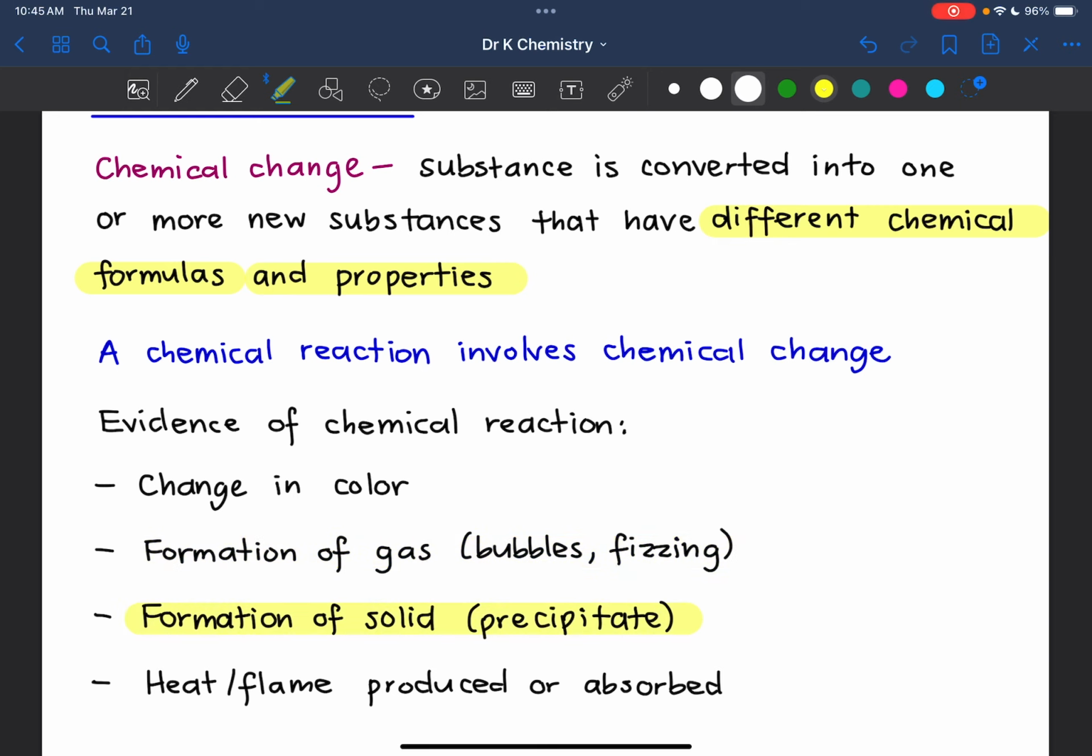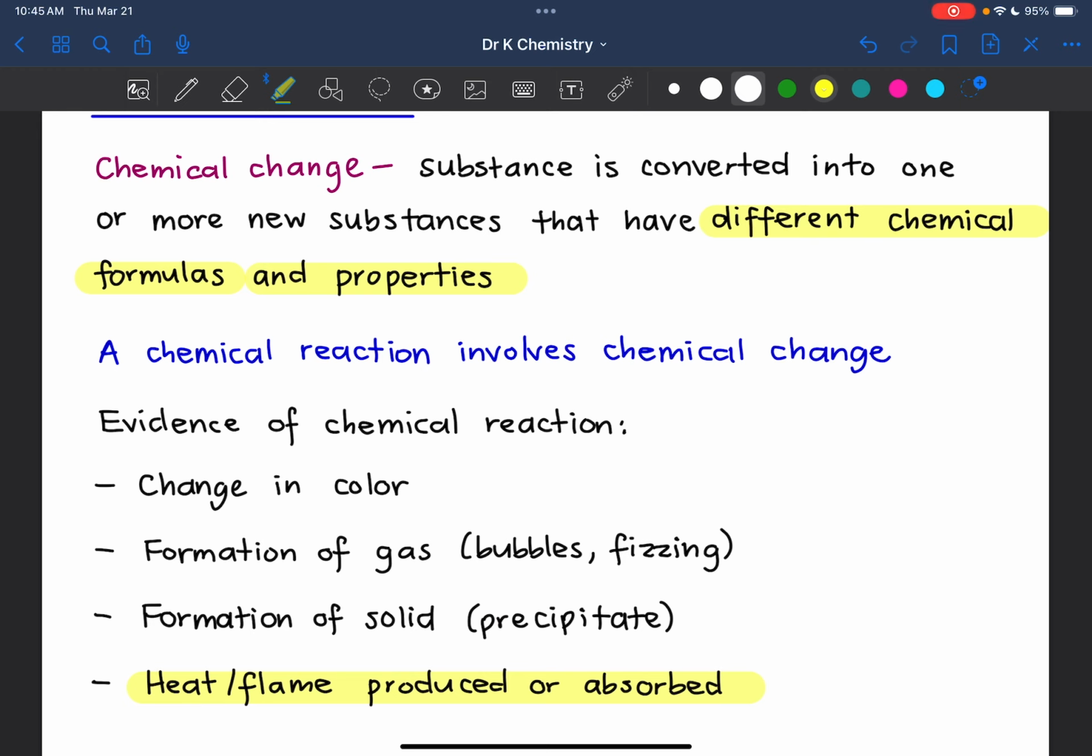If you notice the formation of a solid, and of course this is if you were to start off with two substances that are not solids. So suppose you mix two liquids together and all of a sudden a solid emerges and crashes out of solution, that solid is what we call a precipitate. And that process is called precipitation. So if a solid emerges when you started off with things that aren't solid, that is indication that a chemical reaction is happening.